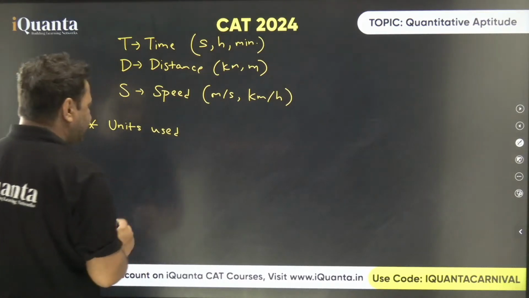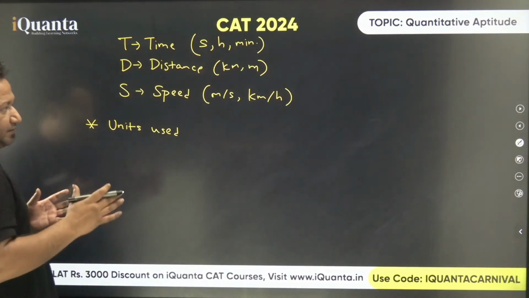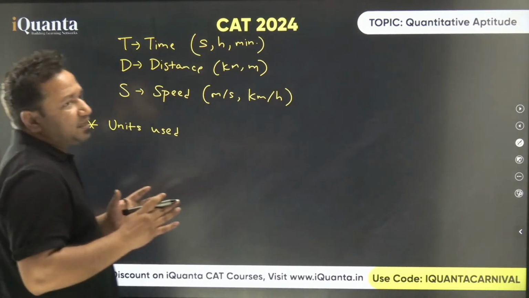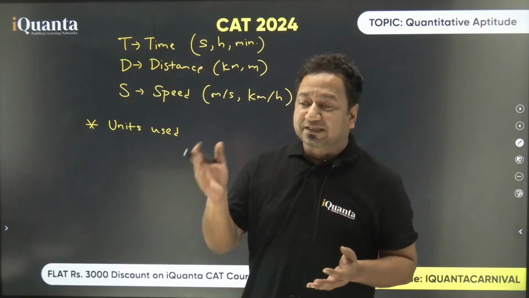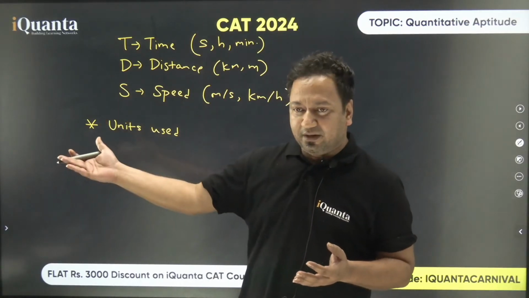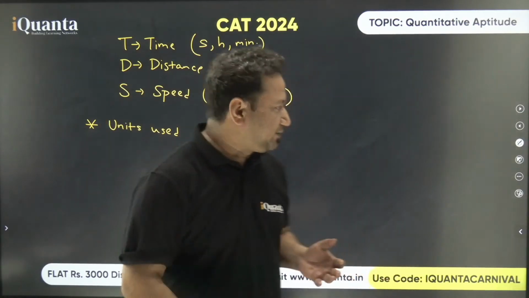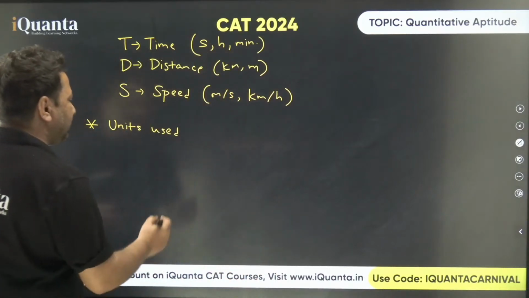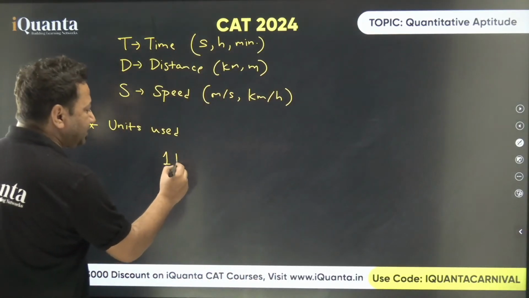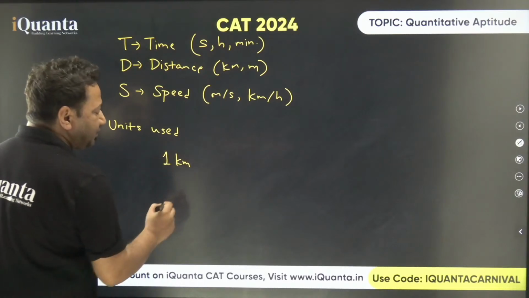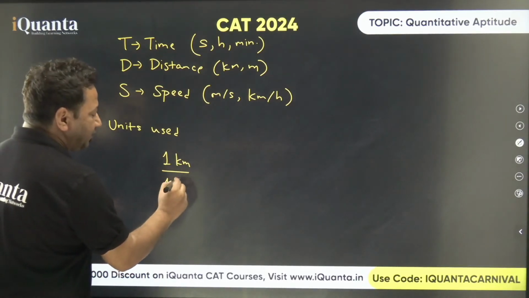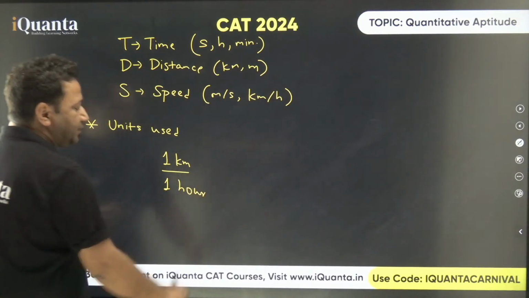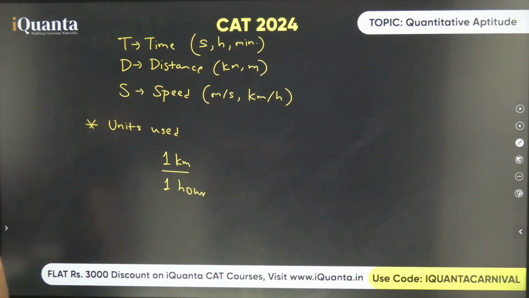Moreover, in the question, distance can be given in meter and time might be given in seconds, but they might ask you the value of speed in kilometers per hour. So we should know how to convert this, which is very simple. So if I want to convert 1 kilometer per hour, what does it mean? 1 kilometer divided by 1 hour. Per hour means divided by hour.